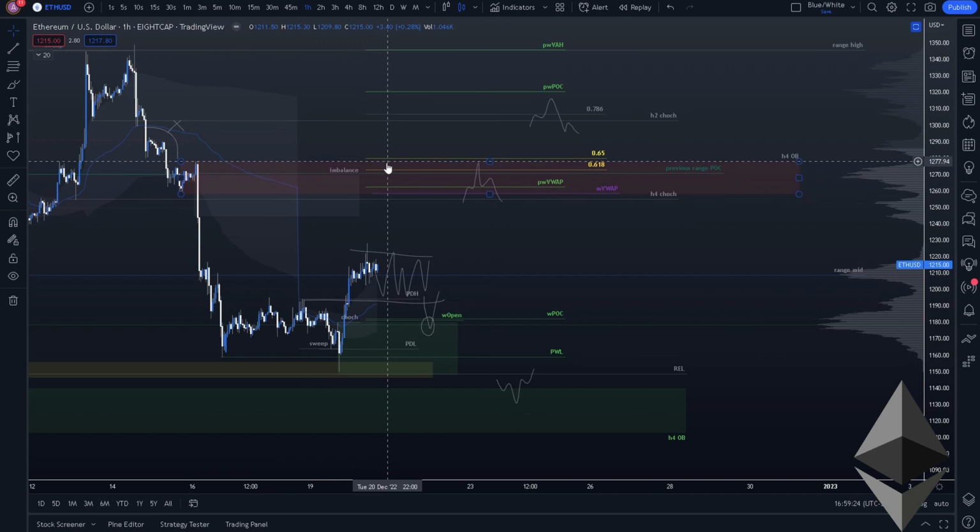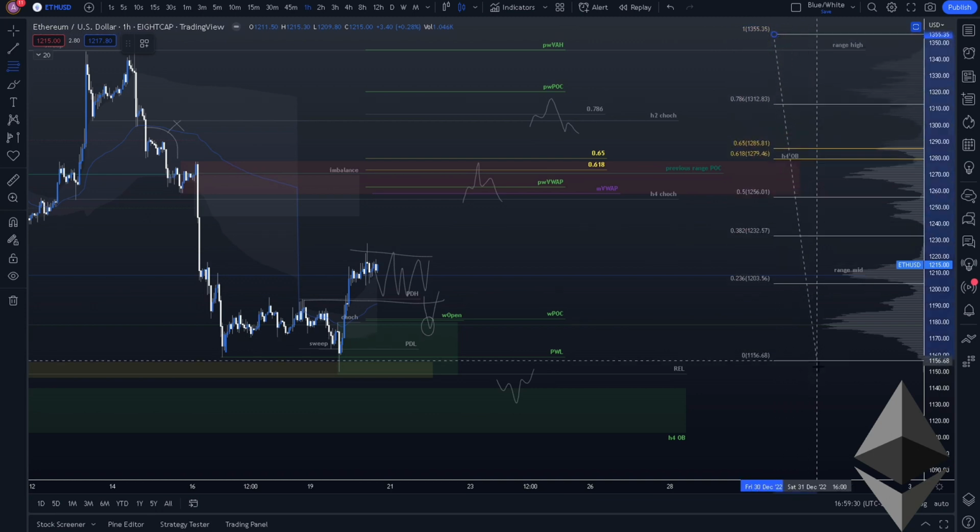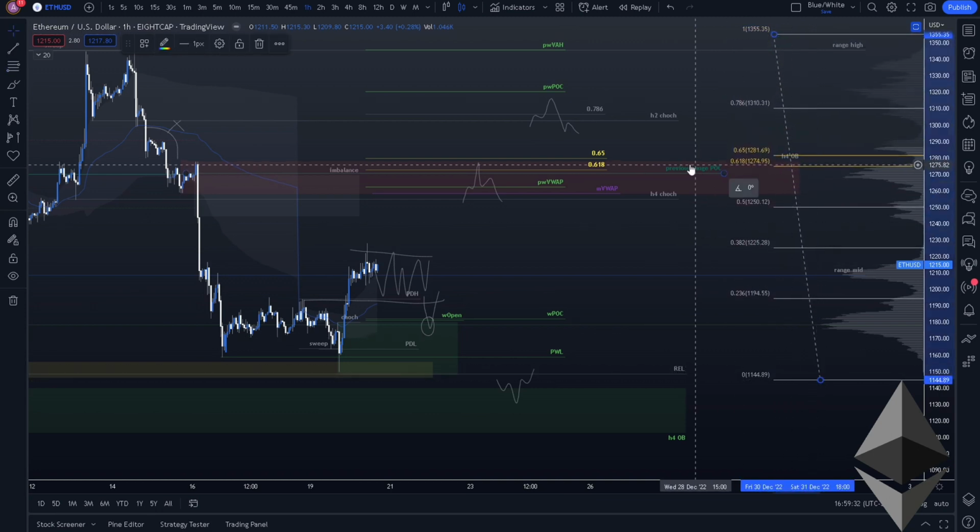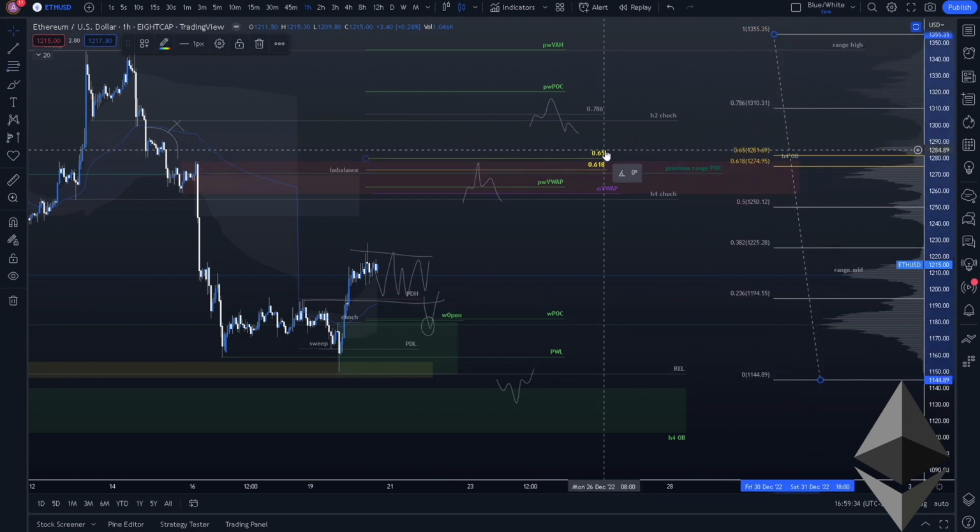On top of that, we do have our golden pocket that lies right here from the fib. So if you take the fib from this swing high to this swing low, you see that we're right in the golden pocket right here.